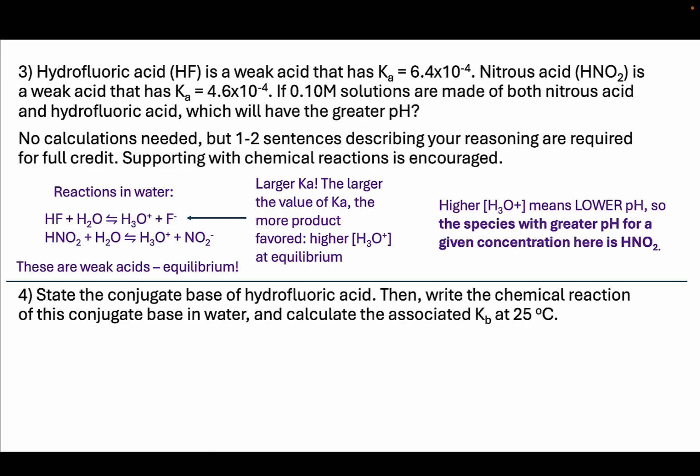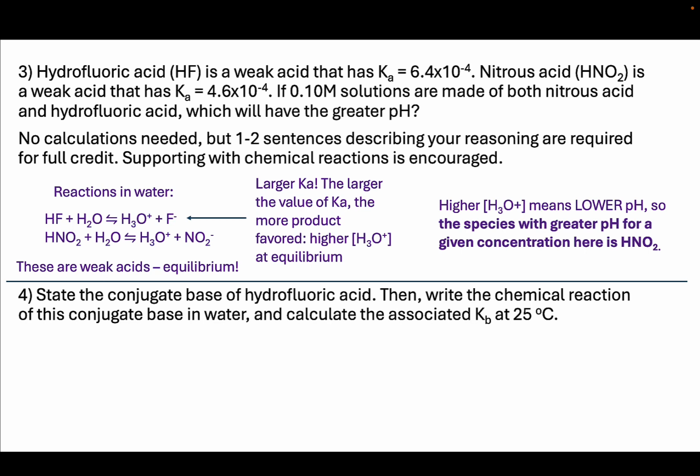This last part can be a bit of a gotcha question, because more H3O plus actually means a lower pH. The more dissociation we have, the closer that pH is to 1 or 0. That's the most acidic. So it's actually the one that has a smaller amount of H3O plus that gives us the greater pH, as the question is asked, and that would be HNO2.